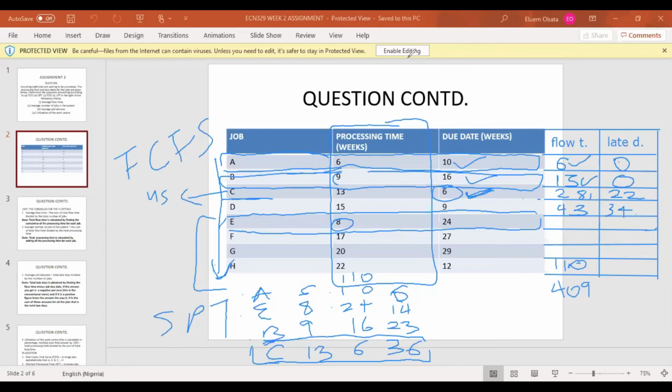Moving on from there, you also have to total your late days. From working on this before, I know that total late days will give us 113. Or was it 133? Pardon me.